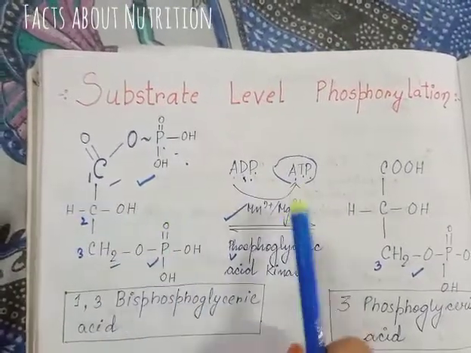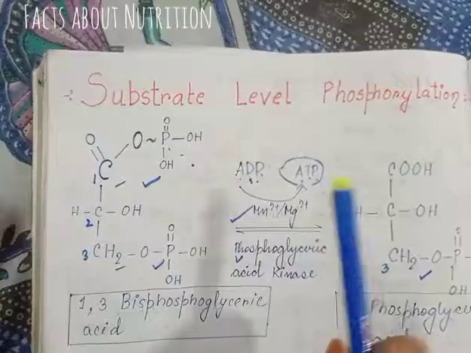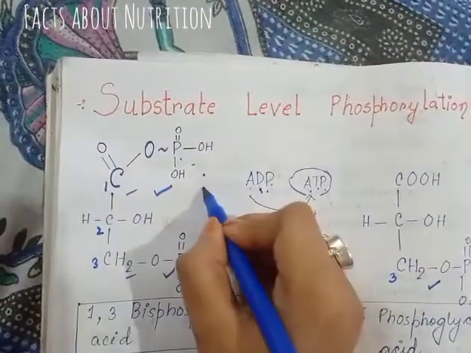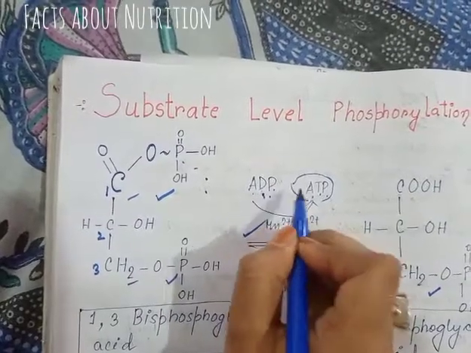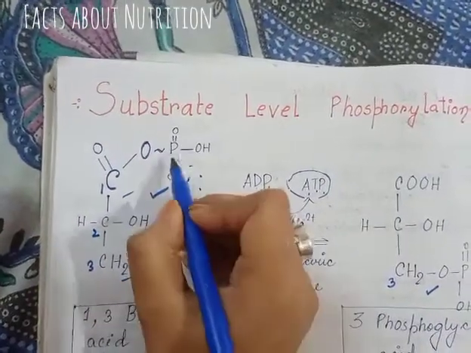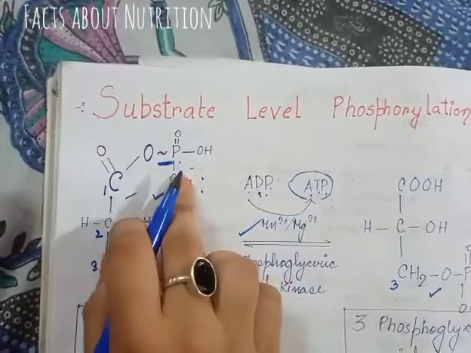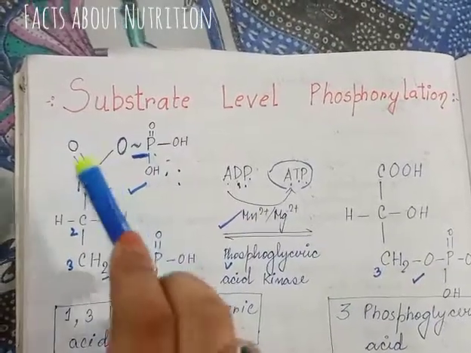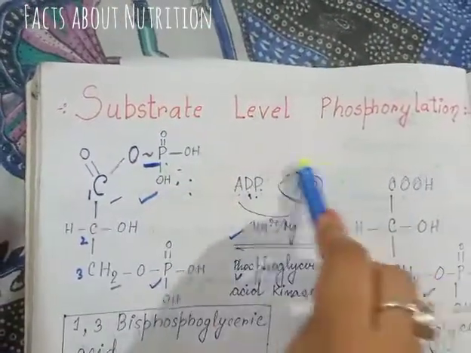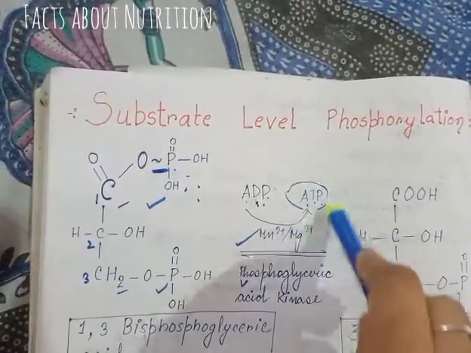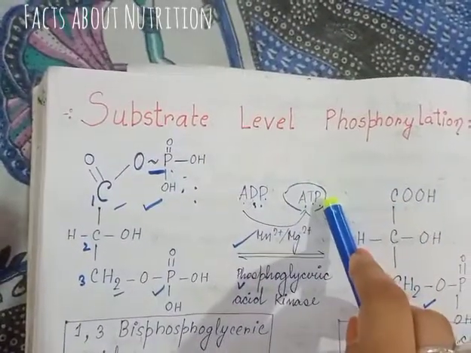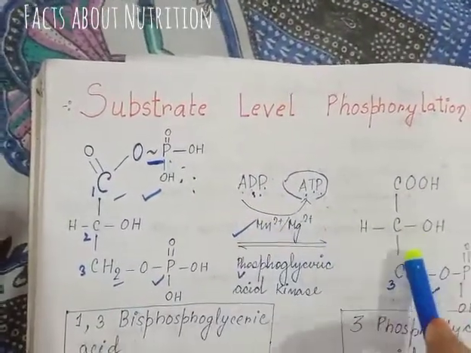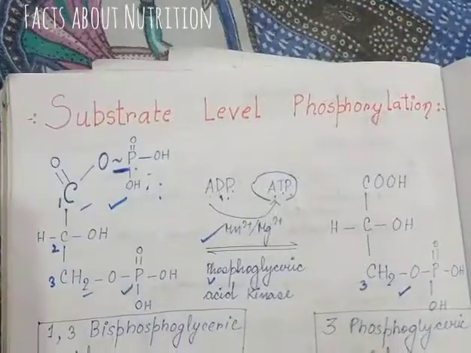So substrate level phosphorylation is a type of reaction in which the substrate donates both the phosphate and the high energy. As you can see, this high energy is also provided. So when the substrate itself donates both the energy and phosphate to form a high energy molecule in the absence of oxygen, then this particular type of reaction is known as substrate level phosphorylation.